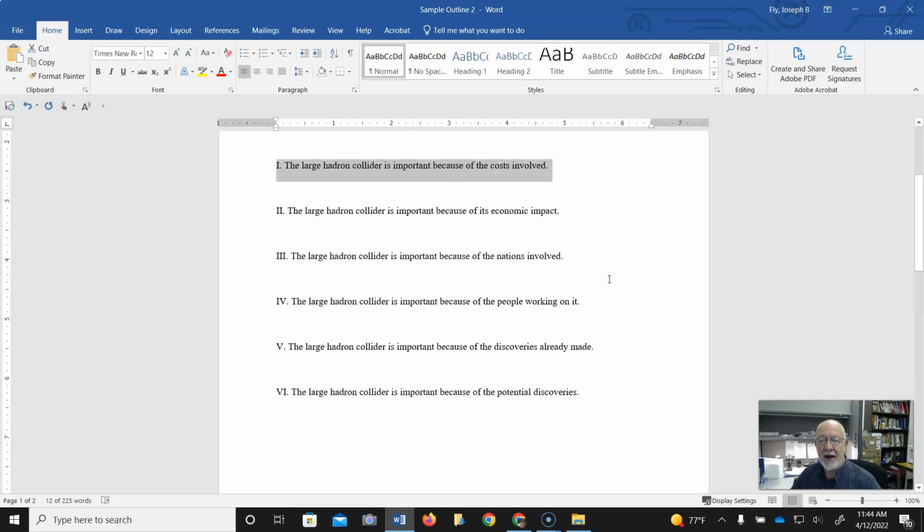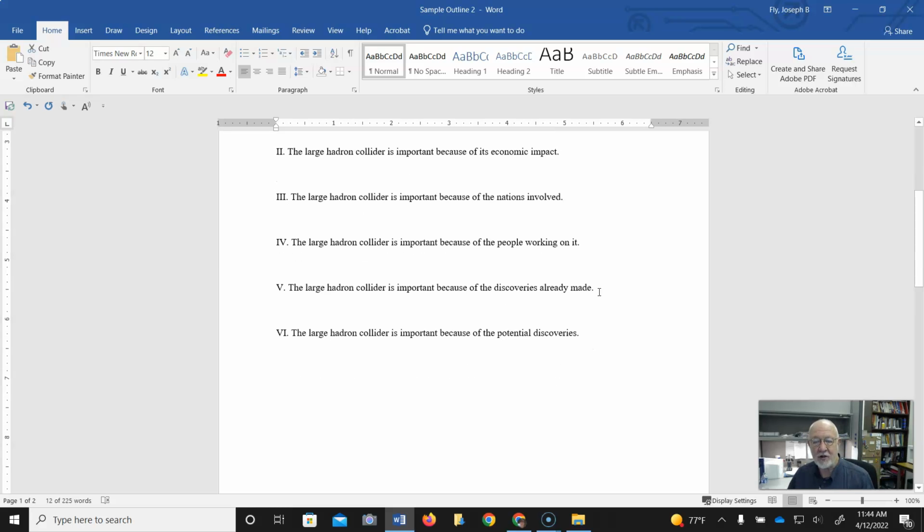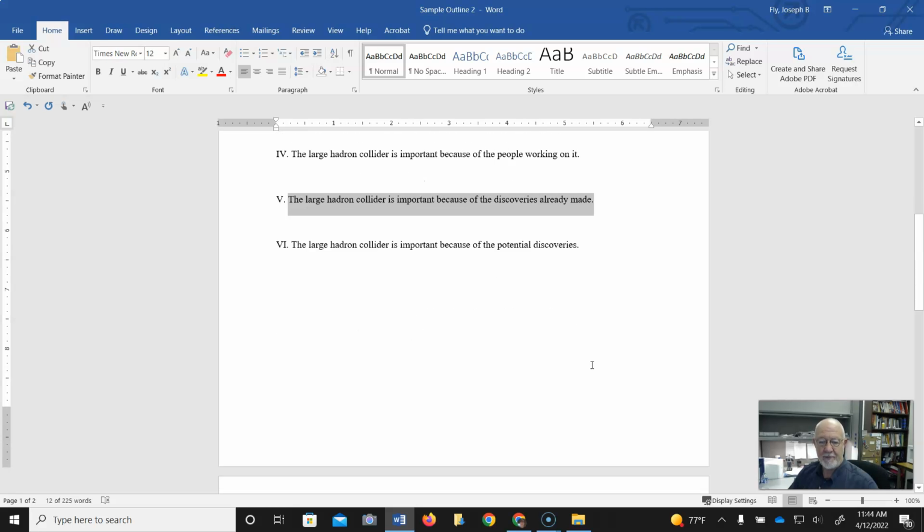My third one is going to talk about all the nations that are involved, the primary nations, the secondary nations, contributions from each. The Large Hadron Collider is important because of the people working on it, so that one is going to talk all about the people. This paragraph is going to talk about the discoveries that have already been made. It's been in use for several years now, and it's made several significant discoveries. And then the last one is all about the potential scientific breakthroughs that could be made.